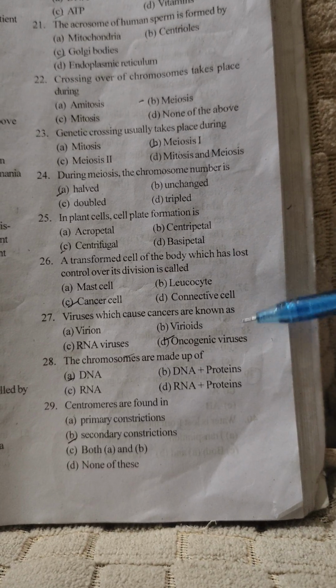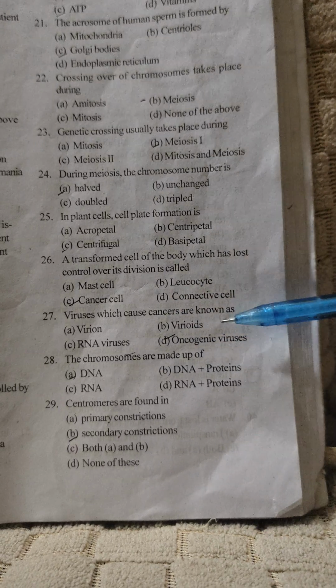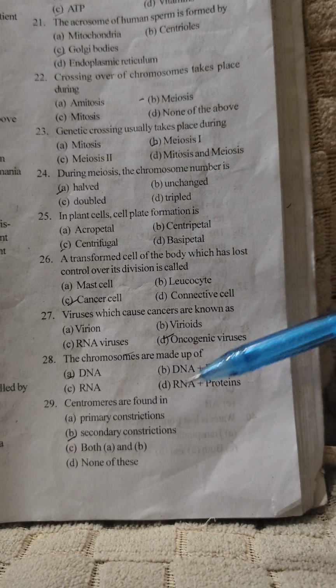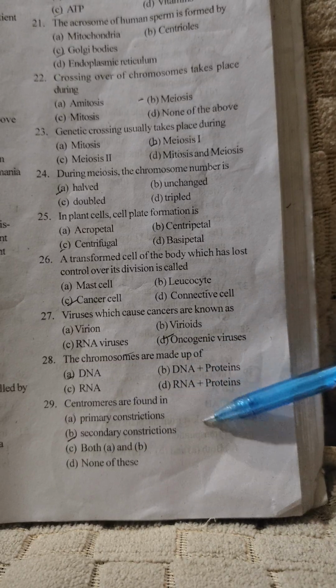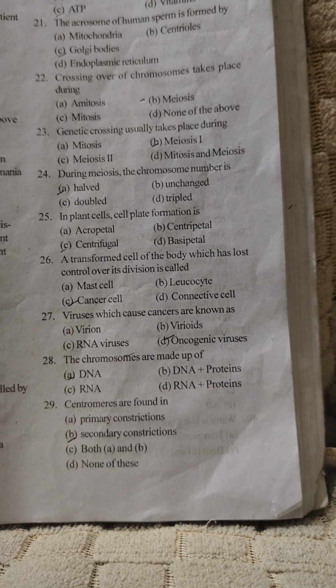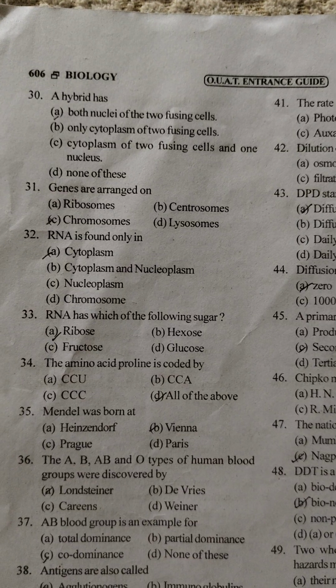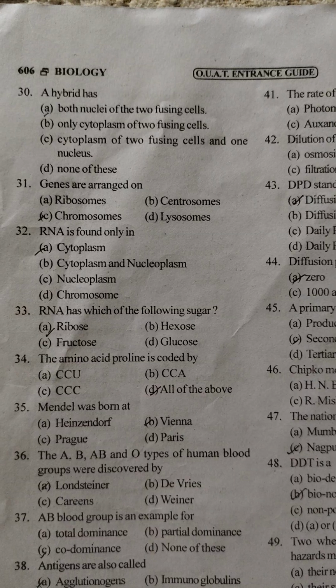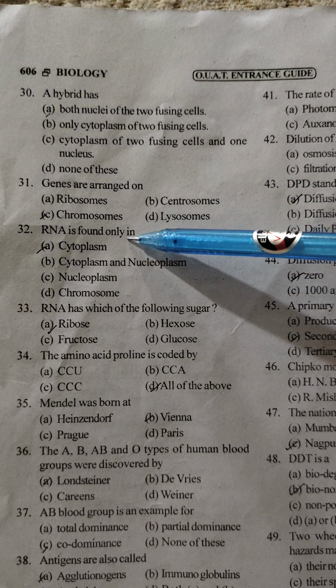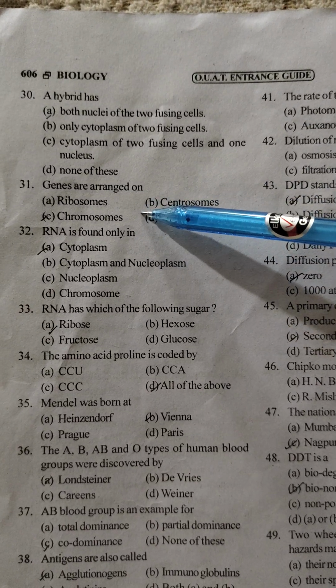Viruses which cause cancer are known as oncogenic viruses. Very short form question. The chromosomes are made up of DNA. Centromere is found in the primary constriction. Then our hybrid has dash both nuclei of the two fusing cells. The genes are arranged on the chromosome.